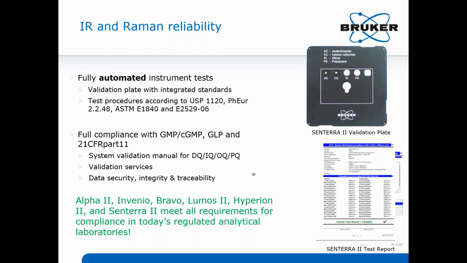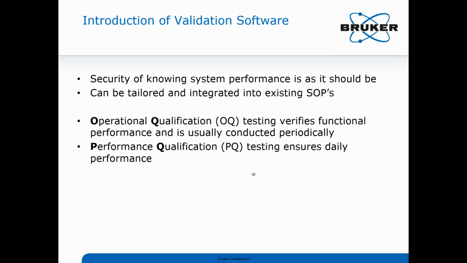What we normally recommend is to do the performance qualification daily. Some people do it weekly, and the operational qualification would be done on a quarterly or semi-annual basis. Again, all of the products, the Alpha 2 small mid-infrared spectrometer, the Invenio, which is the next step up, the Bravo handheld, the Centaur Raman microscope, and our IR microscopes, the Lumos 2 and Hyperion 2, have everything configured to work all the time. The performance qualification test, or PQ, ensures the daily performance, and the OQ verifies that the overall performance over time is good for the instrument.